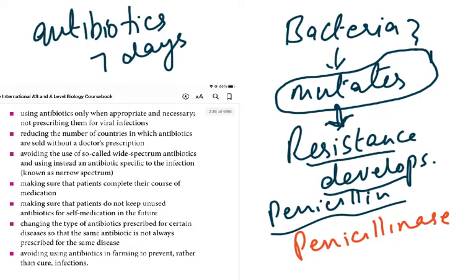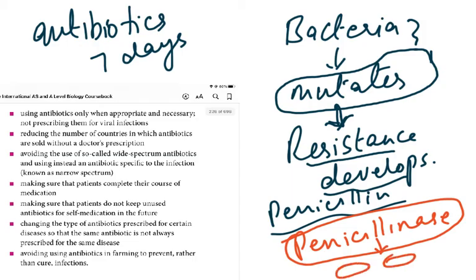And what is going to happen is penicillin is not going to kill the bacteria anymore. Now that bacteria which contains the enzyme penicillinase is going to flourish and survive. So all the bacteria which arise from this one bacteria are going to be resistant to penicillin. So bacteria mutates, resistance develops, and all the next generation of bacteria are going to be resistant to this antibiotic.